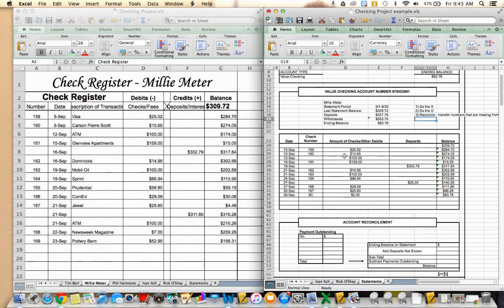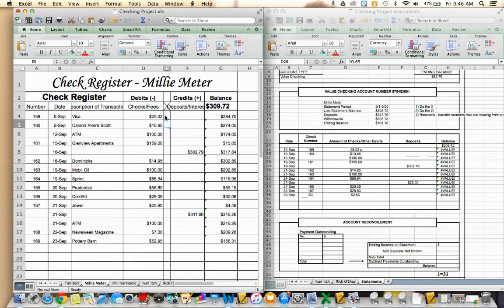So first, I compare every number that is on one sheet to the other sheet. I first look at check number 159 and the amount of 25.02, and I see that it has cleared the bank, 159, 25.02. So next to that number, I'm going to put an X, and I'm also going to put an X over here in my checkbook. I'm going to go down the line and do that again.